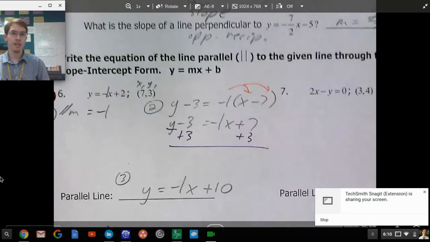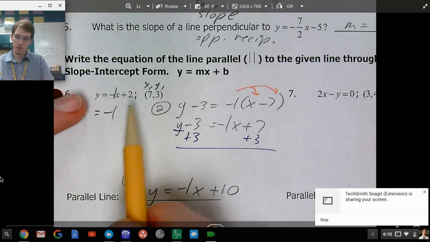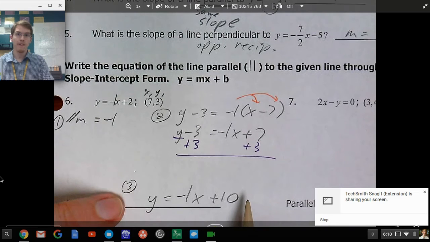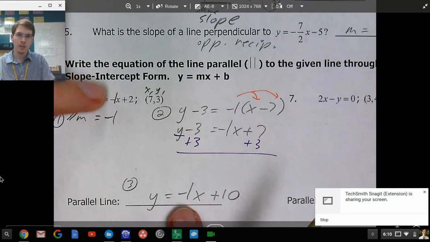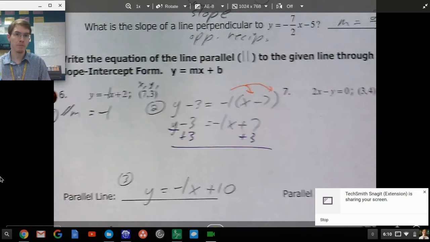Now, a really good idea, though I'm not going to do a whole lot with these notes, would be to use your calculator, because when you get down to the EOC at the end of the year, you want to be able to check all your answers, right? You want to know when they're right or not. So graph this line on the calculator, graph this line. If they don't look parallel, then we did something wrong. But they do have the same slope, so I know they should be parallel. Make sure it goes through 7, 3. That'll be a good way to check that.